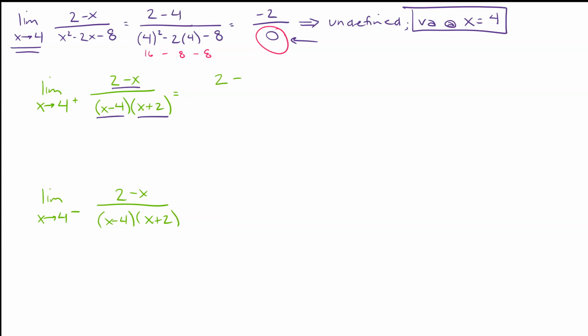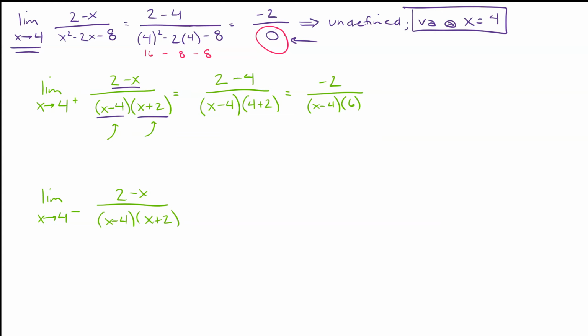So on the top, we have 2 minus 4. On the bottom, we can't substitute into the first term, x minus 4, because 4 minus 4 would give us the 0 on the bottom, and we need to avoid that. So I'll leave that term as it is, but plugging into this second term, I get 4 plus 2. 4 plus 2 is 6, and that's going to be just fine. So at this point, we have negative 2 over x minus 4 times 6. When evaluating an undefined limit, always substitute into any term that does not create the 0 on the bottom.